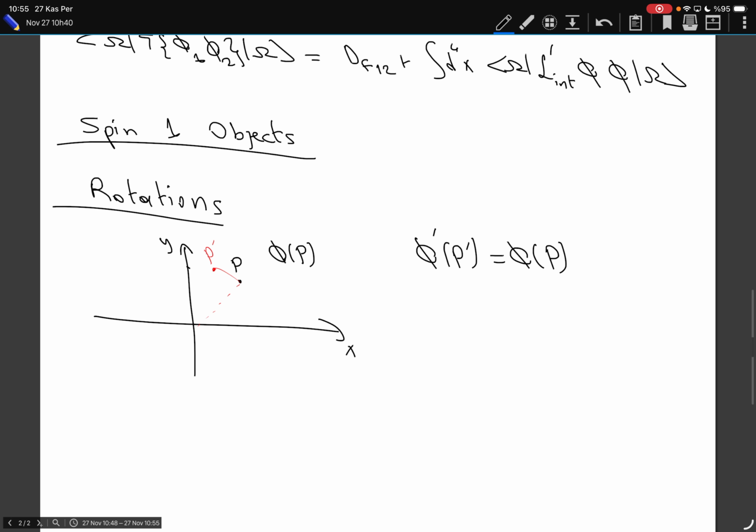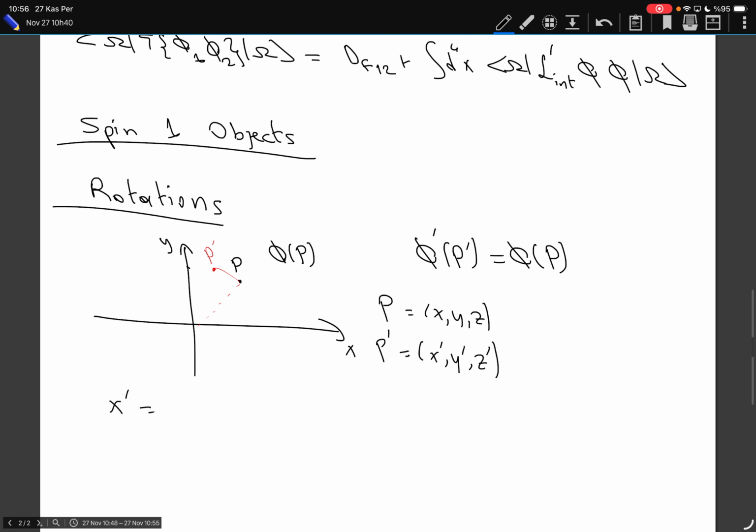Now, let me use the coordinates. The point P has coordinates x, y, and z. The point P prime will have coordinates x prime, y prime, and z prime. And of course, they are related. So what is x prime?